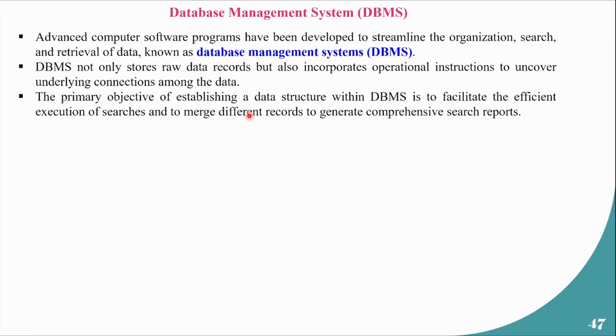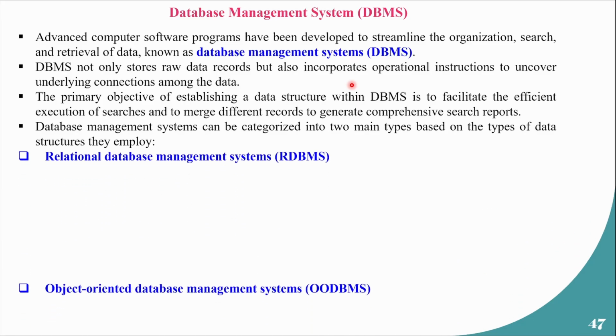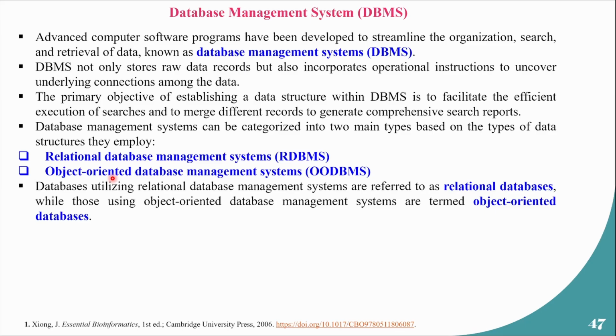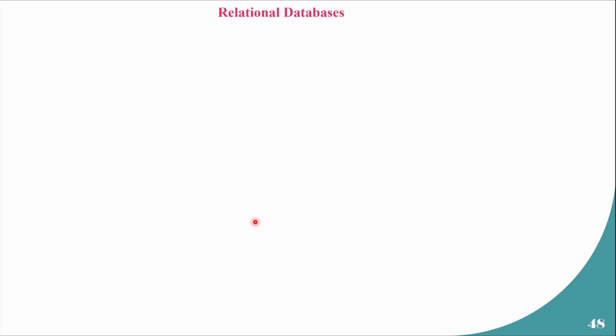But the relational database, as it says, is a part of a database management program or database management system. These systems are basically developed to streamline the organization, search and retrieval of data, and they also incorporate the operational instructions for the database. Now, what types of database management systems are there? Of course, as we talked about earlier, relational database management system is there, object-oriented database management system is there, and the databases that implement those are classified as relational databases and object-oriented databases and such, right?